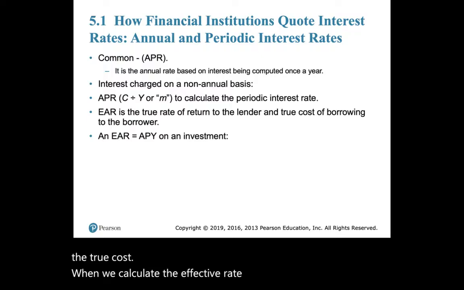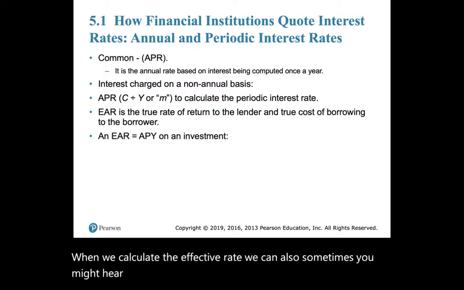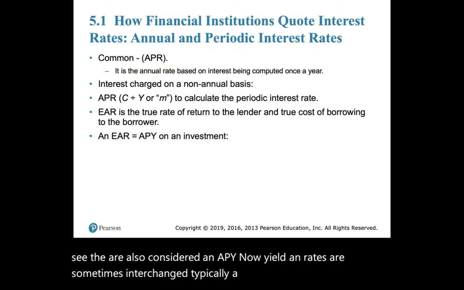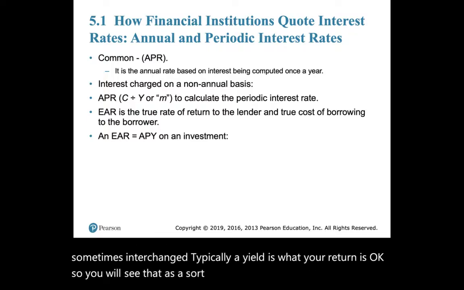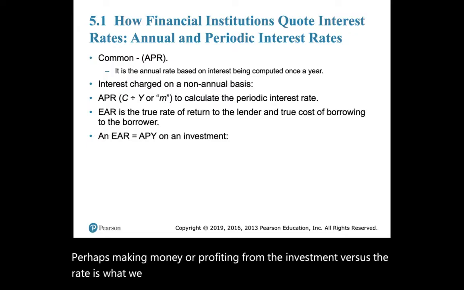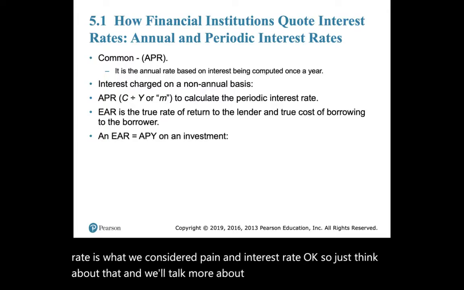Sometimes you might hear it as the annual percent yield. So sometimes we see the EAR also considered an APY. Now, yield and rates are sometimes interchanged. Typically, a yield is what your return is. You will see that as a perspective from the person actually making money or profiting from the investment, versus the rate, which is what we consider paying as an interest rate. So just think about that, and we'll talk more about yield curves. You can see that as well.